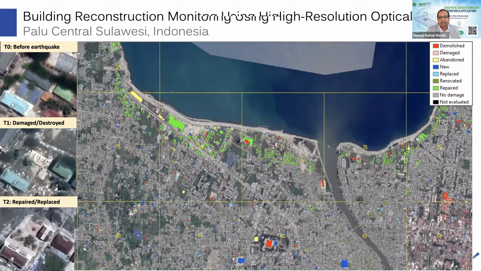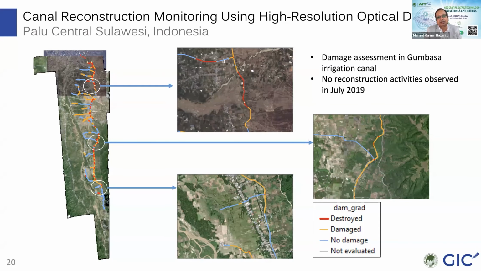Then we also look at the irrigation canals. In the south part of Palu city, there are large agricultural fields. So you can see these canals. The red portion is completely destroyed. The yellow portion is damaged. The blue one is no damage. And some of these locations, maybe we could not evaluate because sometimes the satellite image is not good, or maybe there is some cloud cover, or maybe some vegetation. We cannot see that. So this has also been done.